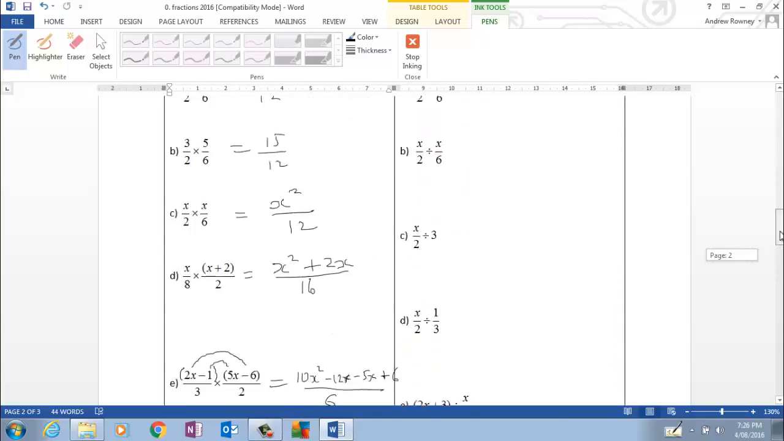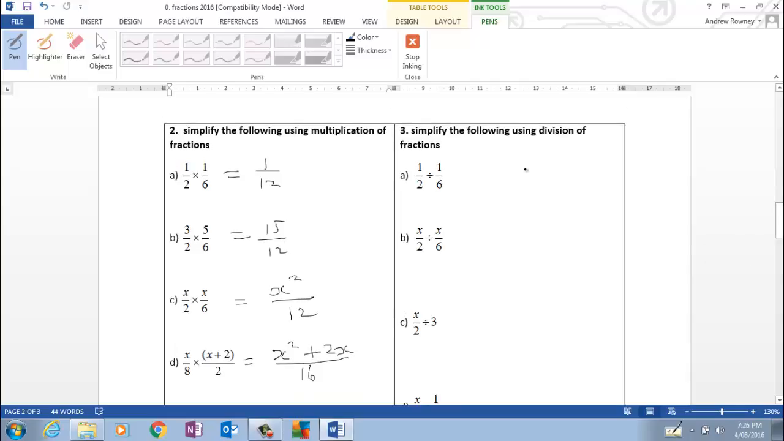Okay, now we look at dividing. Now dividing, you just change to a times, but you swap the second number upside down, so that becomes 6 on 1. And then do the same as on the left. So times the tops, times the bottoms. This one here, you swap it to a times, but you flip the second one, so it's now 6 on x. Multiply the tops and multiply the bottoms. You could cancel that down because x divided by x is 1, 6 divided by 2 is 3.